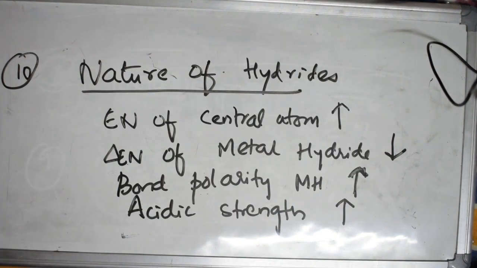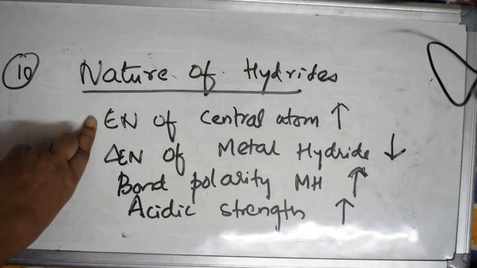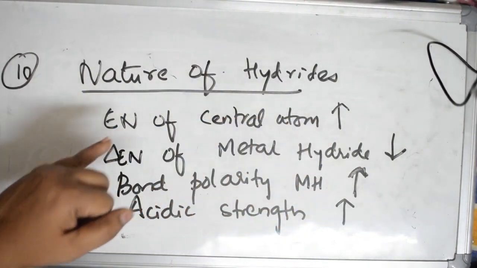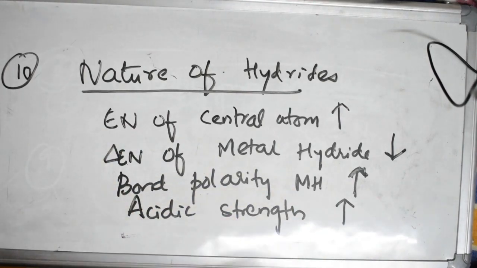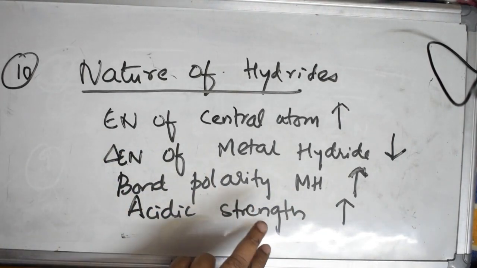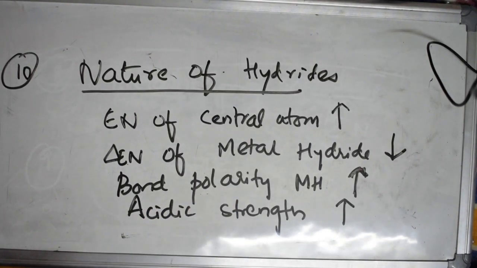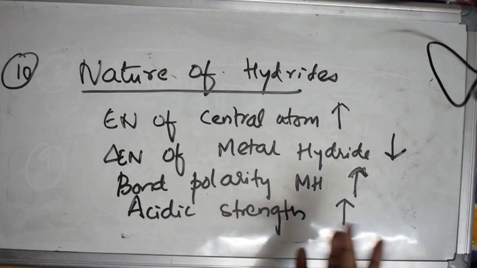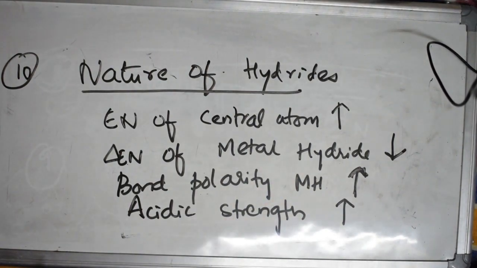So let us take one example and see this. Note it: if the electronegativity of the central atom in the metal hydrides increases, automatically the electronegativity difference between the metal hydride's atoms decreases, and when this decreases, polarity also increases. When the polarity increases, I can easily give out H+; the H+ can be easily donated in the hydride, right students?